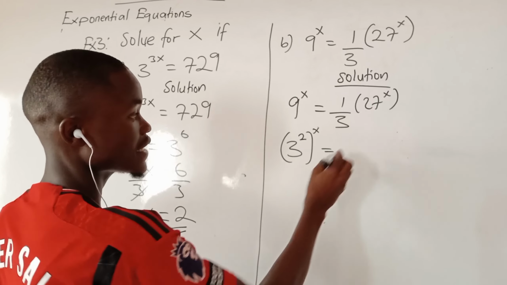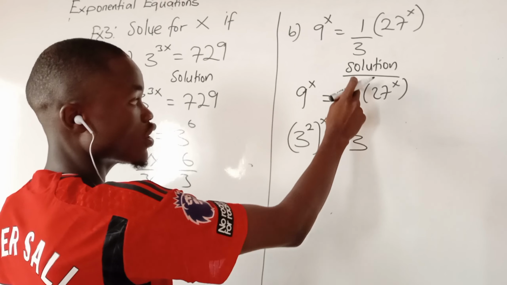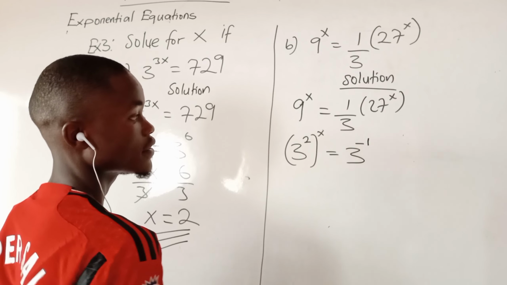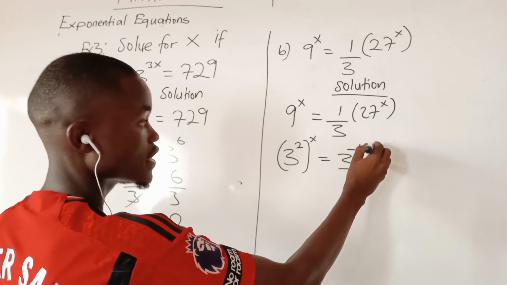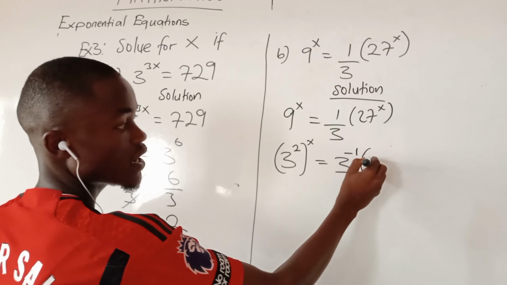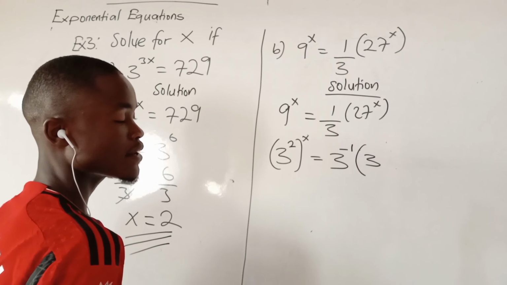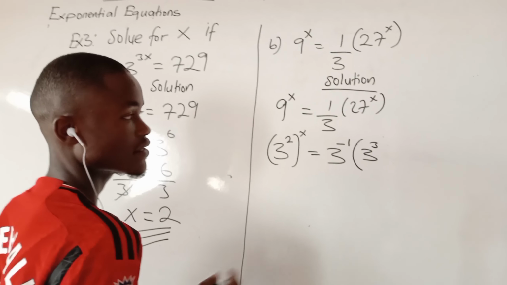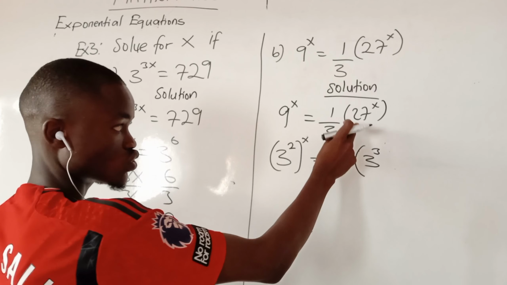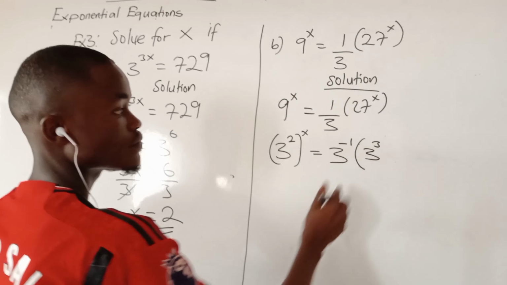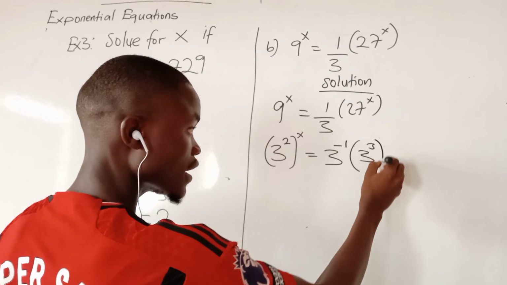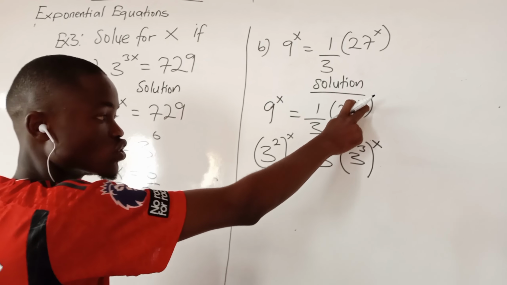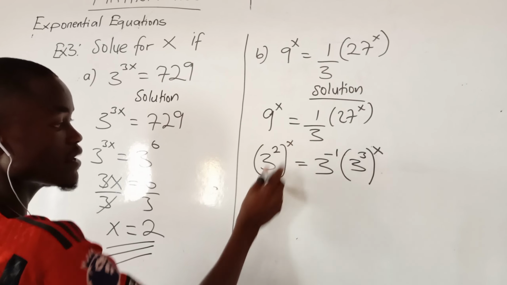So here change this 1 upon 3 into a negative index. How? If you have 1 upon 3, the inverse of it is 3 raised to the power minus 1. Bracket open. This 27 should be expressed as 3 raised to the power 3, that is 3 times 3 times 3, which gives you 27. So you open and close the brackets, because it has a power of x also. So here you multiply the powers.